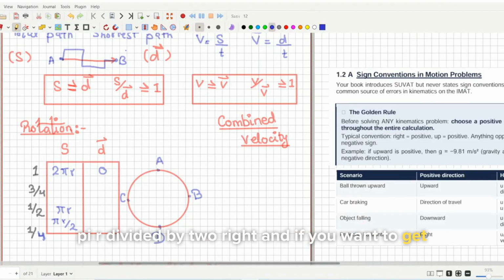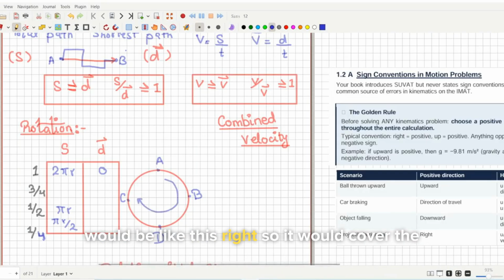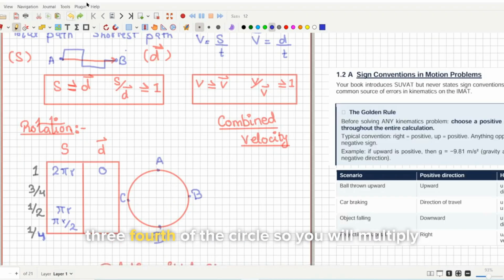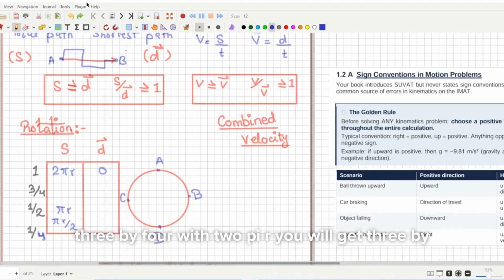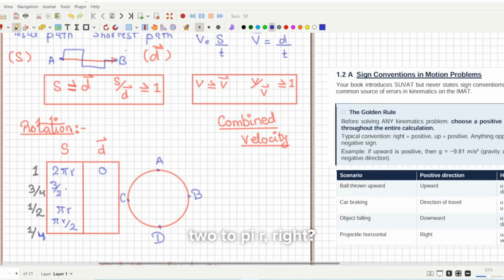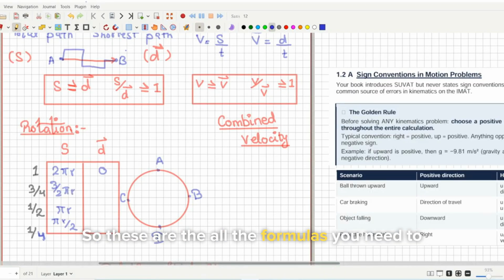And if you want to get 3/4 of the circle, like if you want to go from point A all the way to the point C, so it would be like this, right? So it would cover the 3/4 of the circle. So you will multiply 3/4 with 2 pi r. You will get 3/2 pi r, right? So these are all the formulas you need to find the distance in a circle.